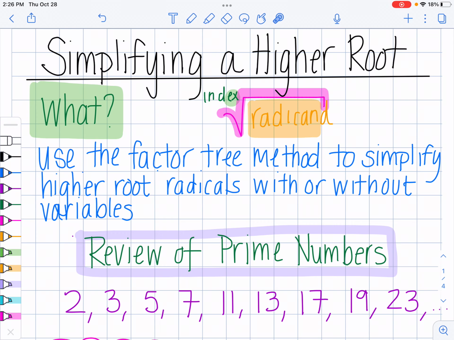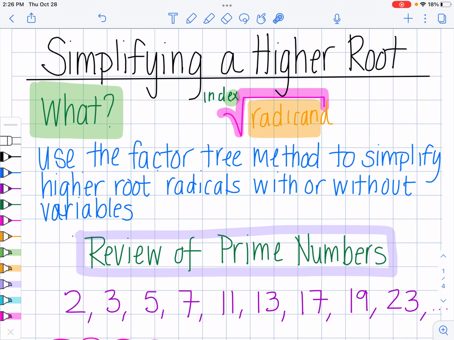To use the factor tree method, though, we need to know what our prime numbers are. So remember, a prime number is a number that's only multiplied by 1 and itself. So this is our list of prime numbers. We don't go very high. Usually, maybe the highest you'll see is up to 11. But these are our list of prime numbers, at least up to 23.